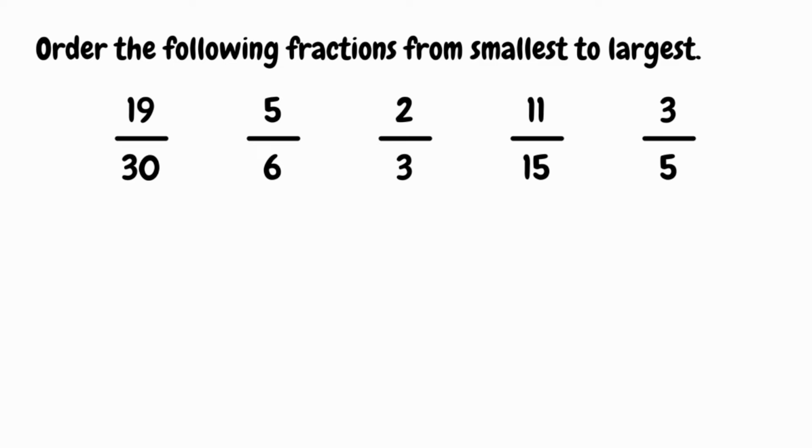Okay, for this next question, we want to order these fractions from smallest to largest again. So the first thing we're going to do is look at the denominators, and we want the lowest common multiple of all of them. Well, the lowest common multiple of all of these fractions would actually be 30.